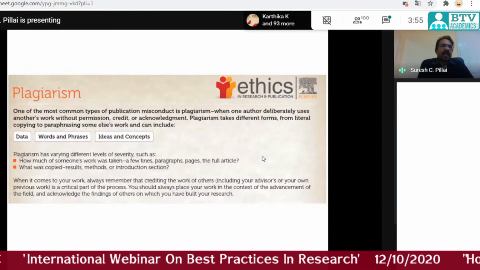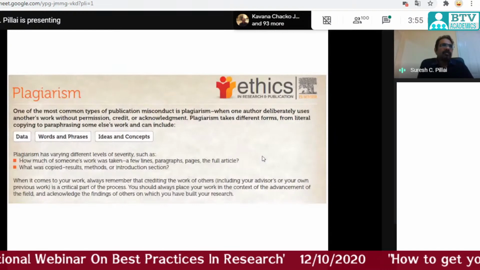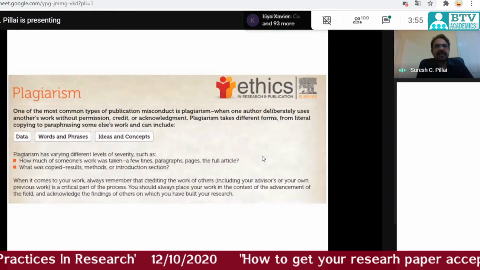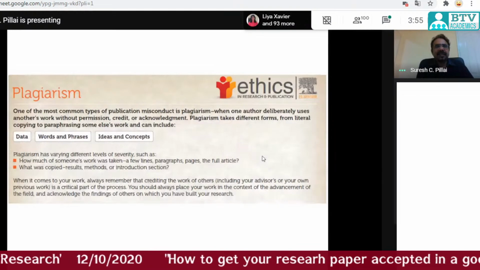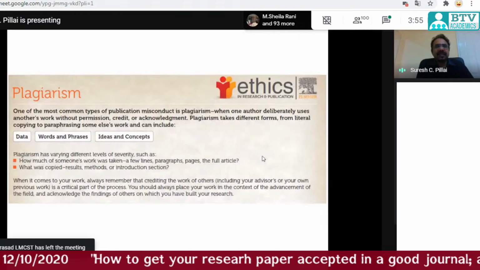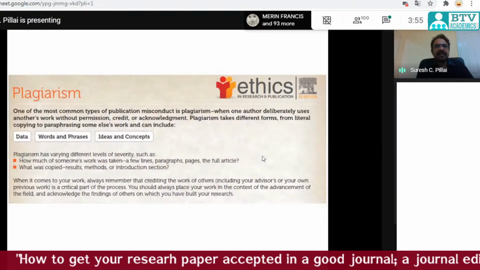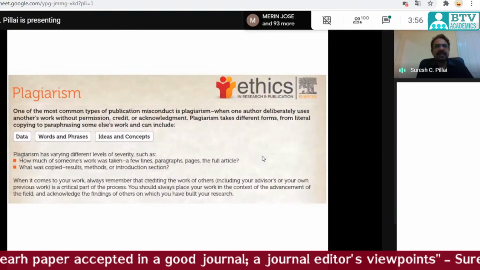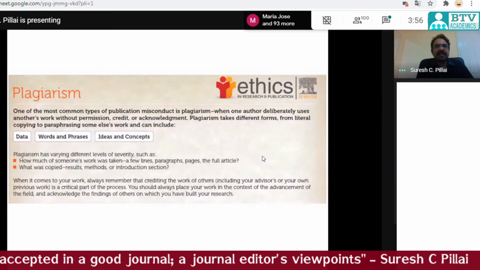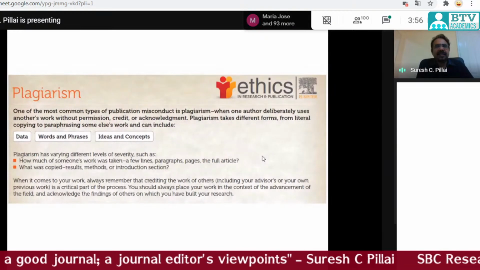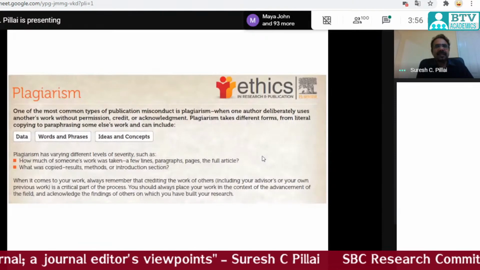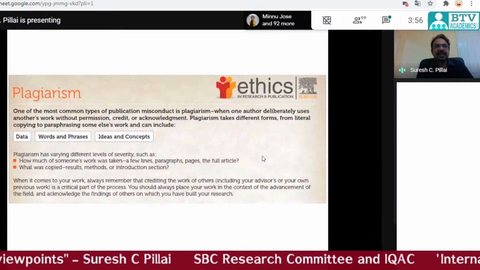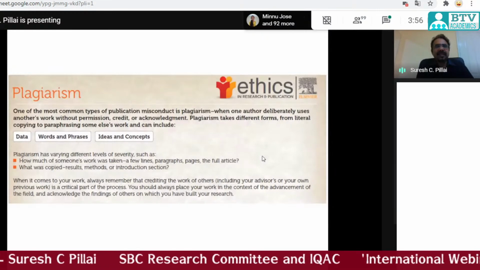So it could be different: data plagiarism, where you are stealing data from somebody else, or stealing words and phrases. It could be ideas and concepts. And it has various amounts and different severity. It also depends on how much of someone's work was taken. A word, a couple of words, a few lines, a paragraph, pages, the full article. So the severity will go up from words, lines, paragraphs, pages, and the full article, like that. And also it's important what was copied: the results, methods, the introduction section, etc.